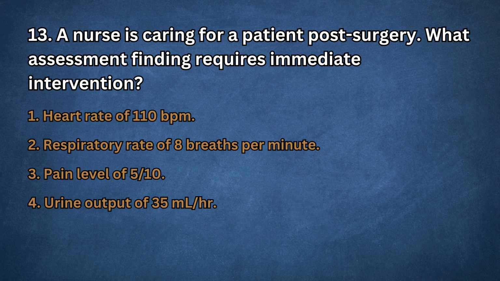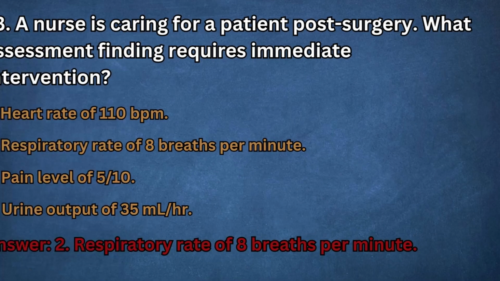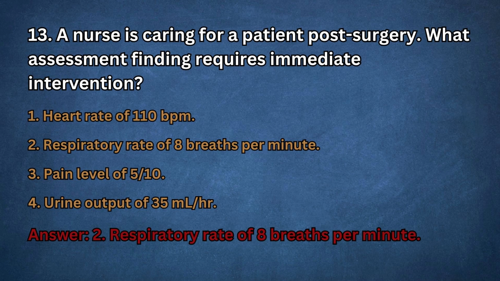1. Heart rate of 110 beats per minute. 2. Respiratory rate of 8 breaths per minute. 3. Pain level of 5 out of 10. 4. Urine output of 35 milliliters per hour. Answer 2. Respiratory rate of 8 breaths per minute.